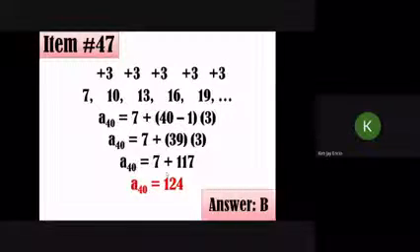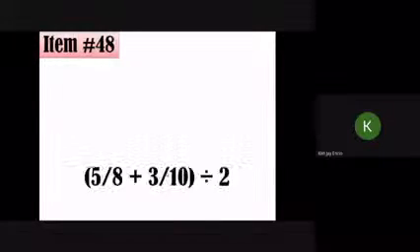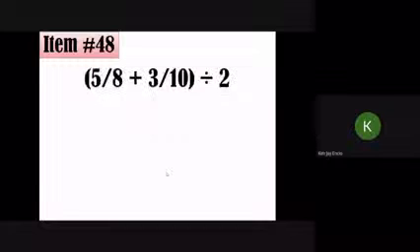Okay, we are almost near 48. What is the average of 5/8 and 3/10? So, to get the average or the mean, all you have to do is add the given numbers and divide by the number of terms or numbers. Since you have your 5/8 plus 3/10, and since there are just two of them, their sum will be divided by 2.